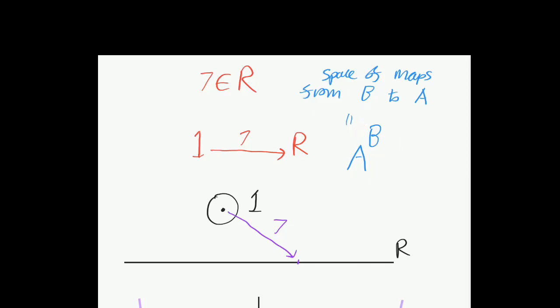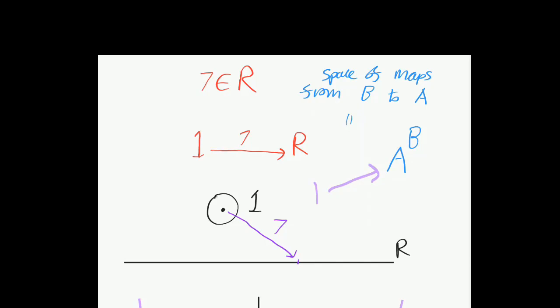So the first question I want to ask is, what would a point of a space like this look like? If this space is the space of all maps from B to A, then a point of this space would simply be a map from B to A, okay? So let me make this a bit more down to earth.